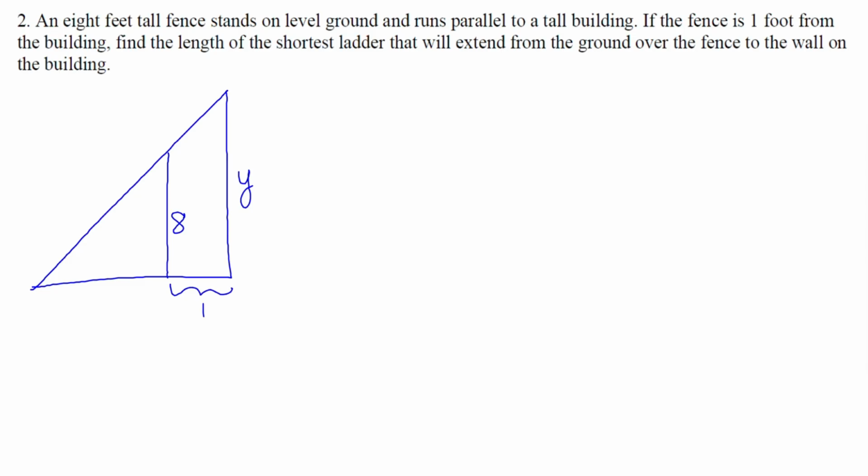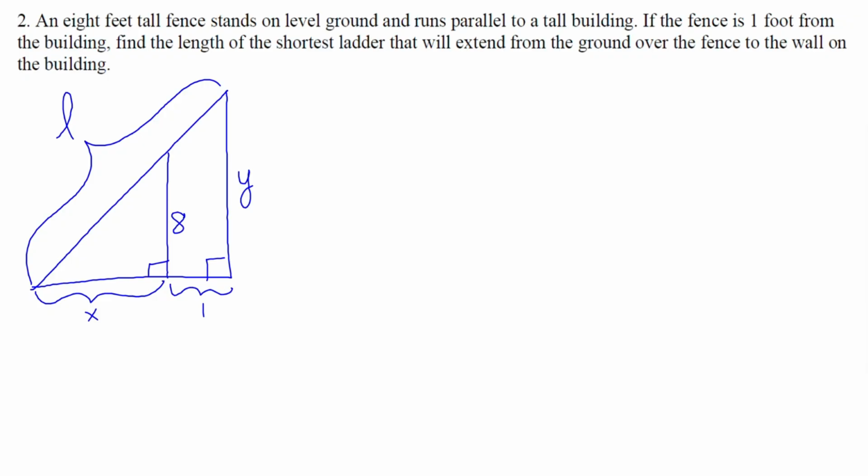The building and our fence are going to extend up at right angles here. And so we want to find the length of the shortest ladder that will extend from the ground over the fence to the wall. So we want this length of ladder. We'll call it L. We've got everything else labeled in here. I'm going to just call this distance here X.